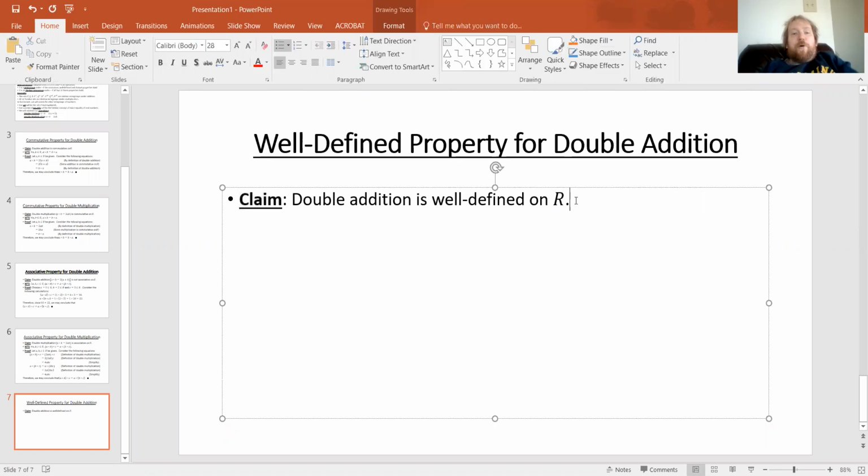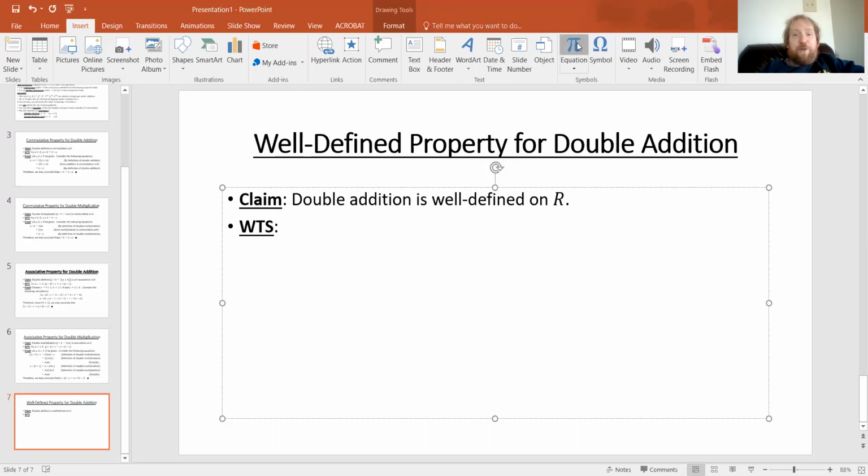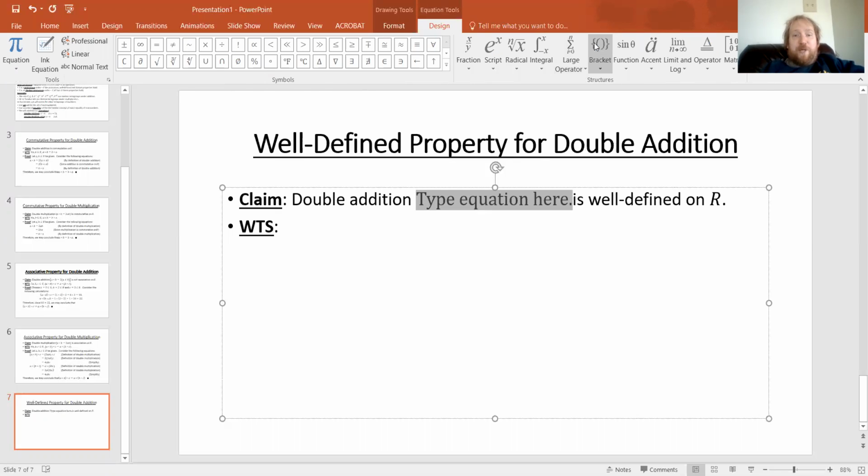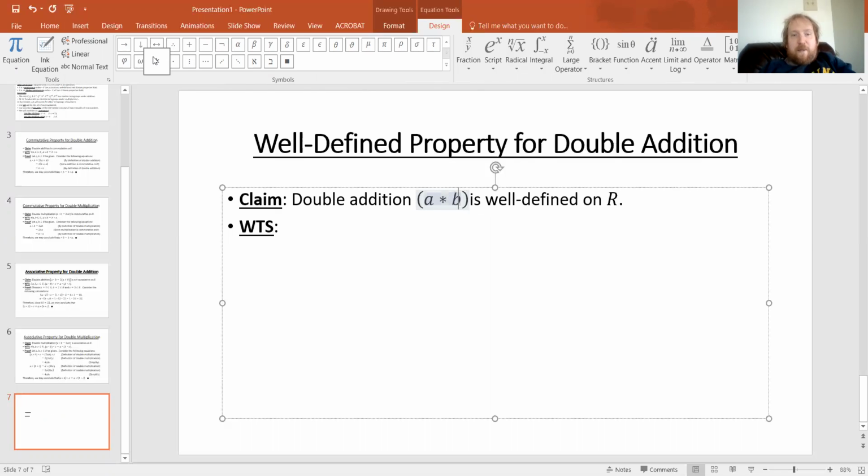Now, start by writing down what we want to show. To figure this out, we apply the definition of well-defined to the set of real numbers and the operation double addition. Recall that double addition is the operation given by A star B equals 2 times the quantity A plus B.